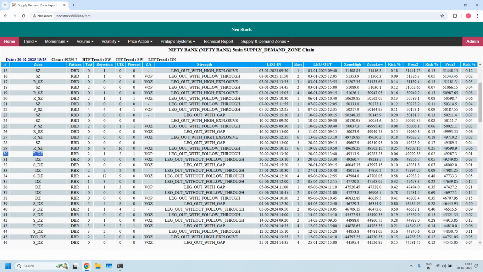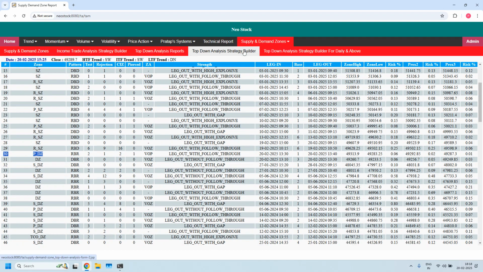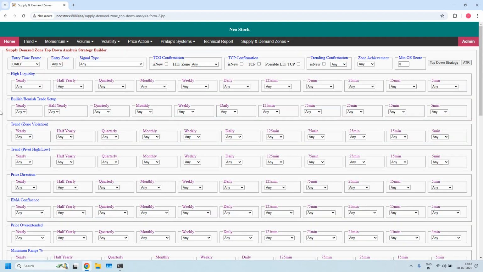So we have completed both Nifty and Bank Nifty supply demand zone chain reports. Next we will generate bullish and bearish trade setups for monthly, weekly, daily and hourly income trades. So I am starting with the bullish trade setup for monthly income trade. So entry time frame is daily. Entry zone, demand zone. Bullish or bearish trade setup at entry time frame daily, I am selecting bullish.